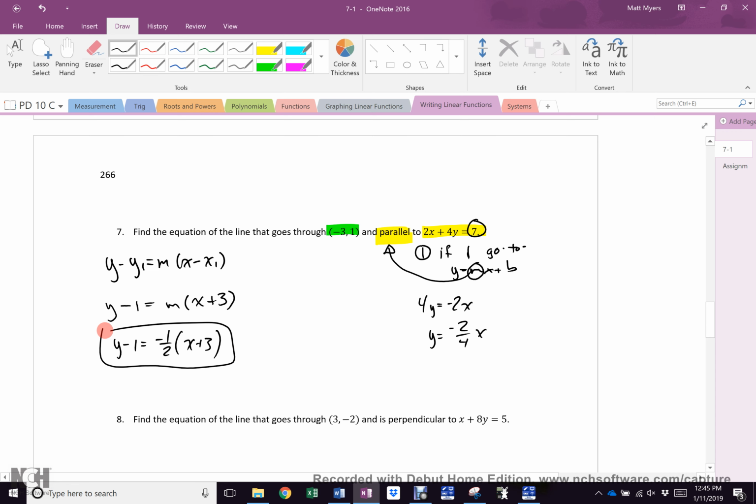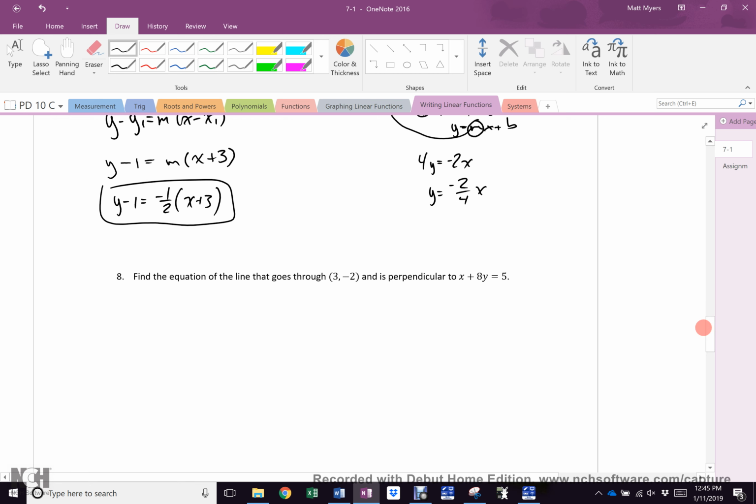What's the only difference in number 8? Do I still need to find a slope? It's perpendicular. So what do I have to do once I find that slope? Flip it and change the sign.